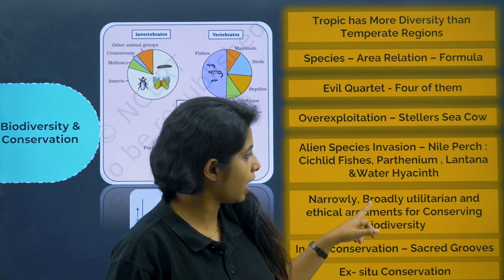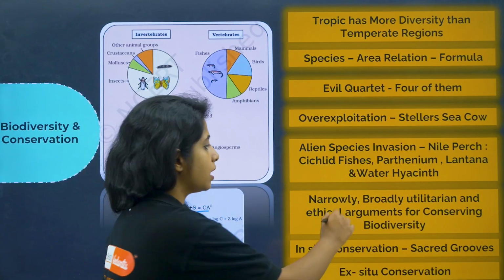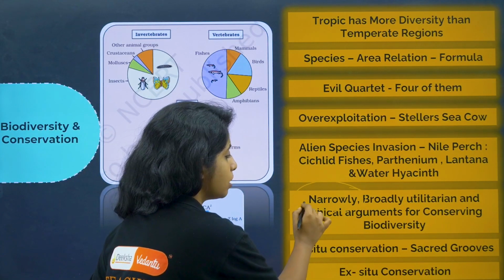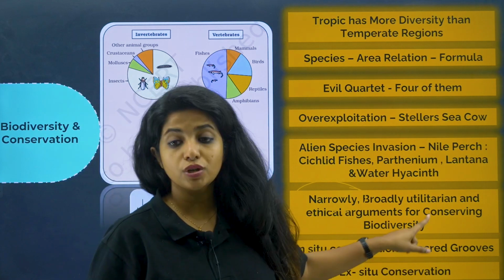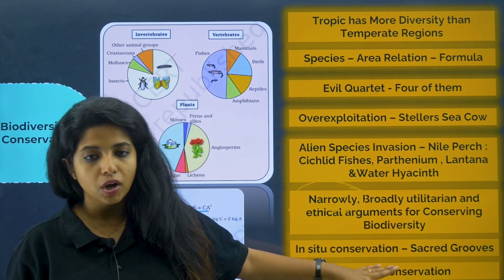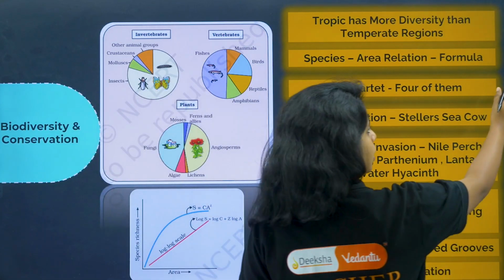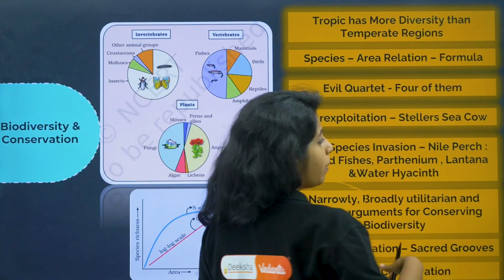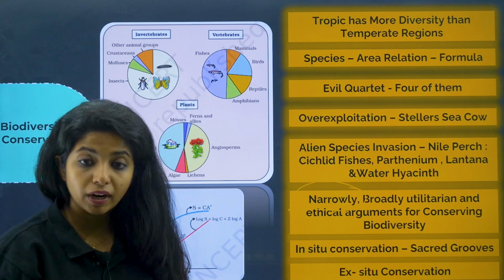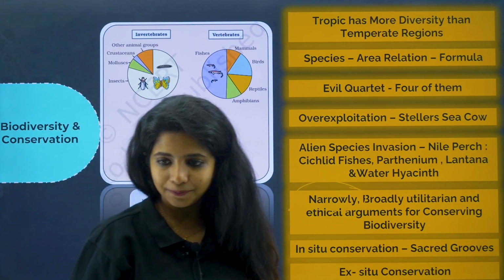Now broadly, narrowly utilitarian and ethical arguments for conserving biodiversity. In that, narrowly utilitarian is the most important one. In situ conservation, sacred grove is really important. Ex situ conservation, everything is important. Just go through it once. You will be asked what is not a type of in situ conservation, or ex situ conservation. So seed bank and everything will be given as examples. You need to find out. So if you are not aware about in situ conservation, you will not be able to do that as well.